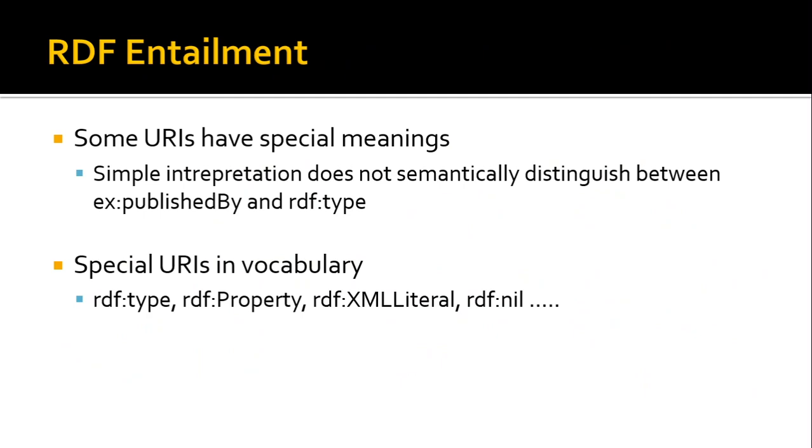Now, in simple entailment, as we have mentioned earlier, these rules do not really distinguish between different kinds of properties like RDF type or published type. They are not treated to be different. But in RDF, you have got certain special vocabularies like RDF type, RDF property, RDF XML literal, RDF nil. So all these things you are having in RDF as vocabulary, and they should be treated differently. And for that, you need to have some other rules.